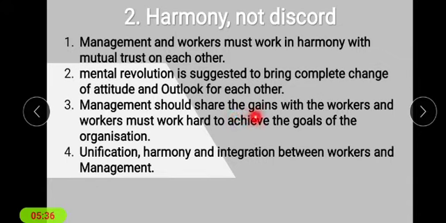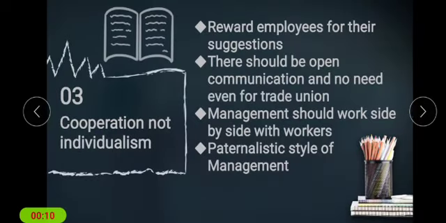Management should share the gains with the workers, and the workers must work hard to achieve the goals of the organization. Unification, harmony, and integration between workers and management should exist to increase maximum productivity and output. Let's see the third principle of scientific management, which is the extension of this principle. That is cooperation, not individualism.